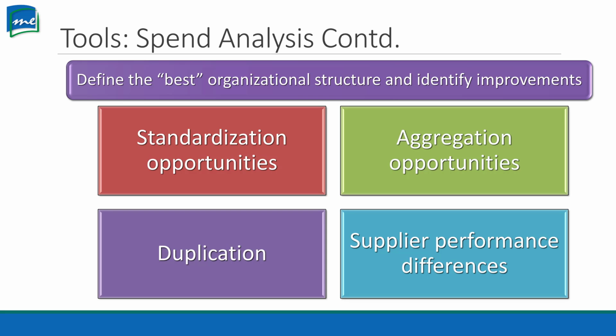And then we have our supplier performance differences. We have to maintain our supplier performance, because if they're not performing to the level that we need, we need to let them know. And if they're not willing or not able to bring their performance level up to a level that we expect, and that's reasonable, we may need to start looking for a different supplier. So all of these things could be identified with a simple spend analysis.